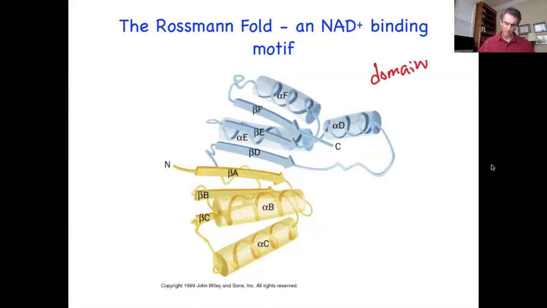All right, so here I'm showing you something that's known as the Rossmann fold. It was named, we'll come back to it, by a famous structural biologist who passed away not long ago at Purdue, named Michael Rossmann. And he was the first person to recognize really this idea of structural motifs. And the very first one he identified is this one. It's an NAD binding motif. And he got his name, the Rossmann fold.